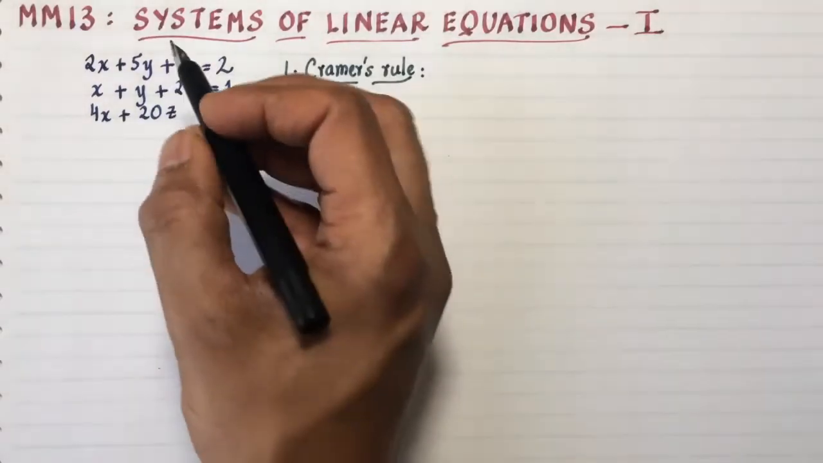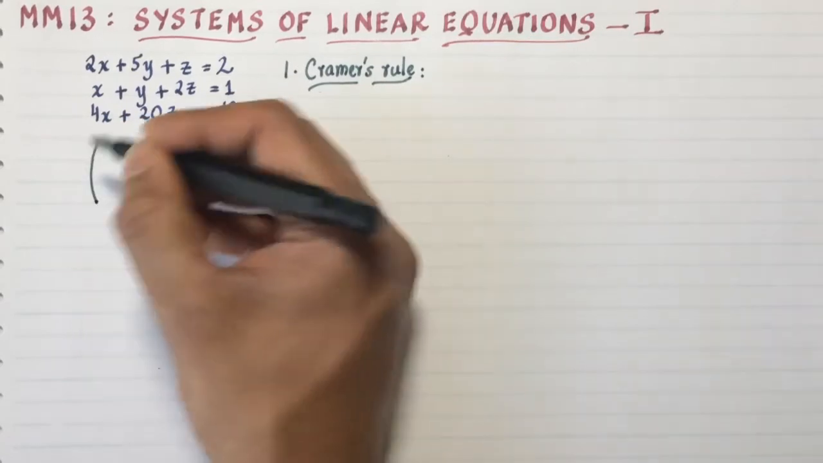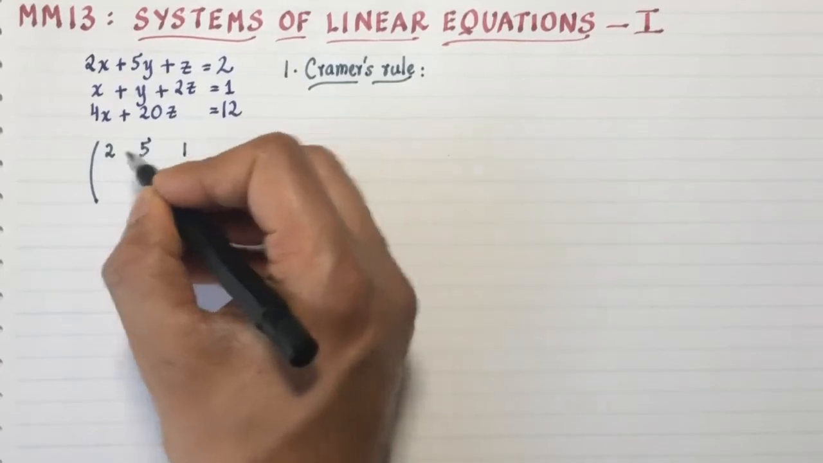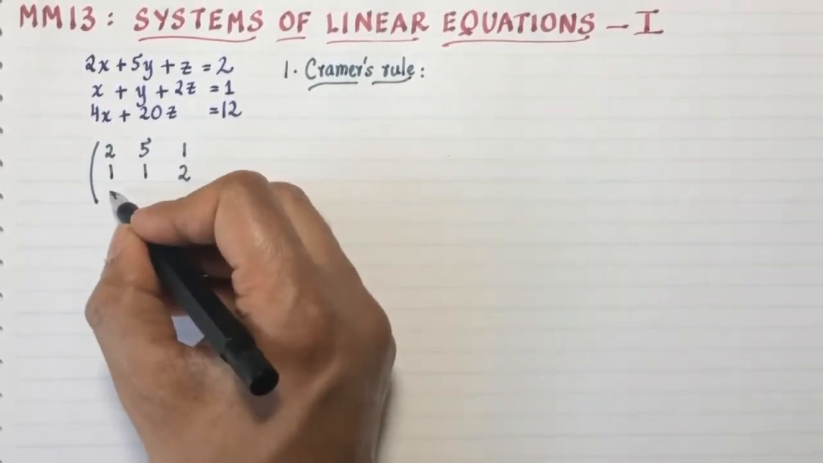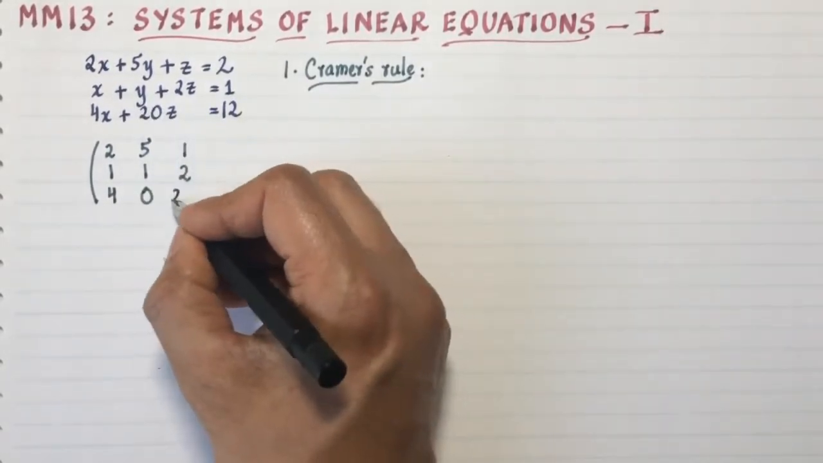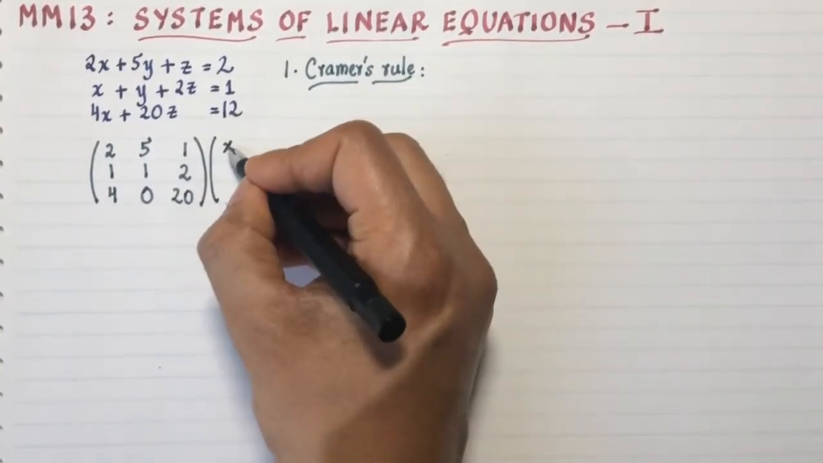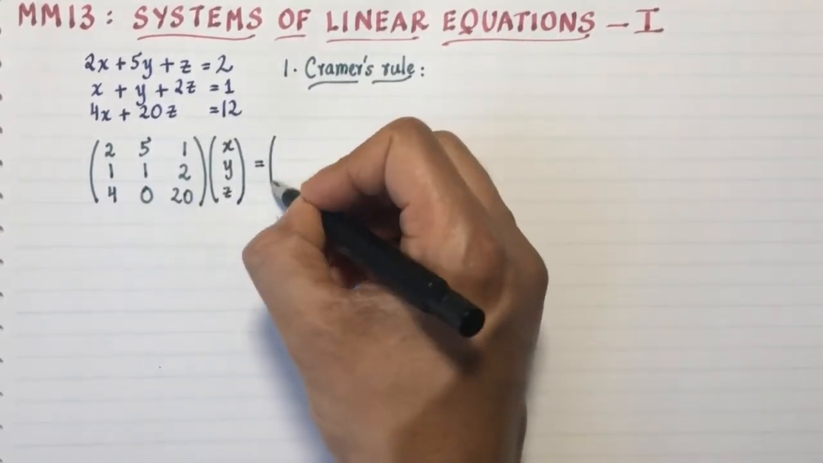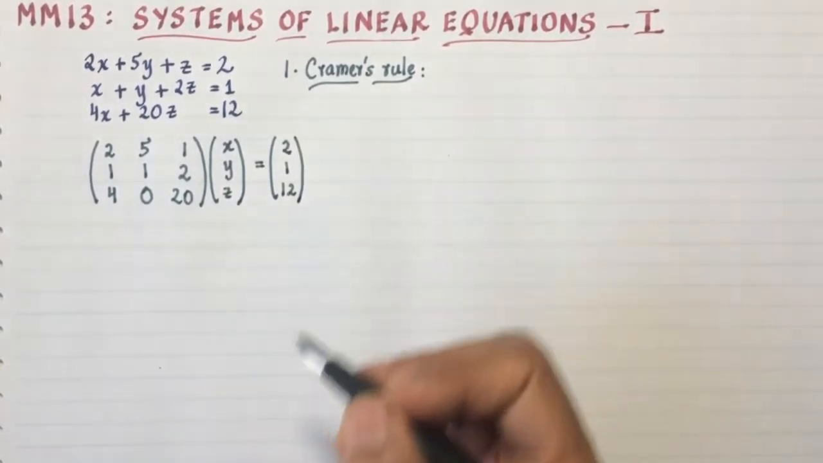If I write this system of equations in the form of a matrix, it would look like this. I'd get 2, 5, 1, 1, 1, 2, 4, 0, because there is no y term, 20, multiplying x, y, z, is equal to 2, 1, 12.